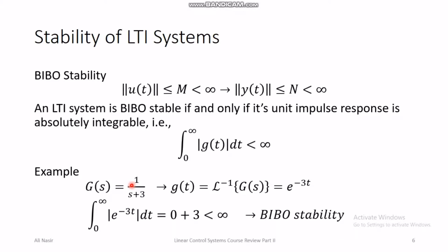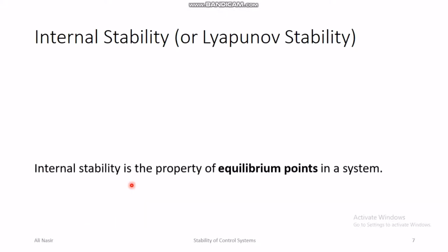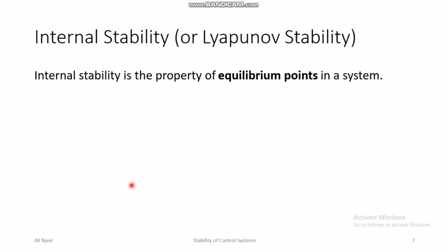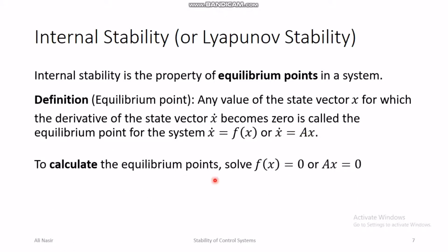Alright, so next is the internal stability or Lyapunov stability. Internal stability is the property of an equilibrium point in a system, and the equilibrium point we have already defined as any value of the state vector x for which the derivative of the state vector becomes 0, which means that all the derivatives of individual state variables are simultaneously 0. So for a differential equation x dot equal f of x or x dot equal Ax, the equilibrium point is the solution of the algebraic equation f of x equal to 0 or A times x equal to 0.